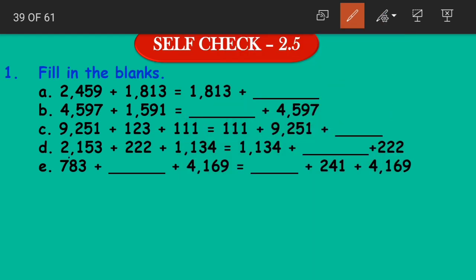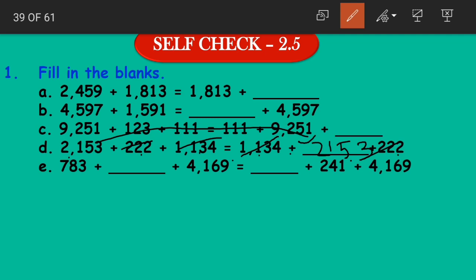Moving on to the fourth question. 2115 plus 222 plus 1134 is equal to 1134 plus blank plus 222. Again, 1134 is on both sides. We have 222 as well. The number missing is 2115. Write it in the blank here. Yes, that will be it.